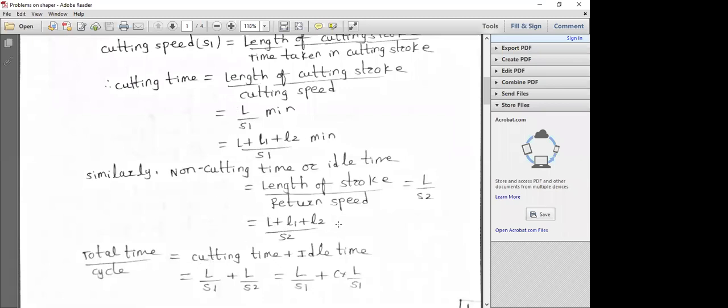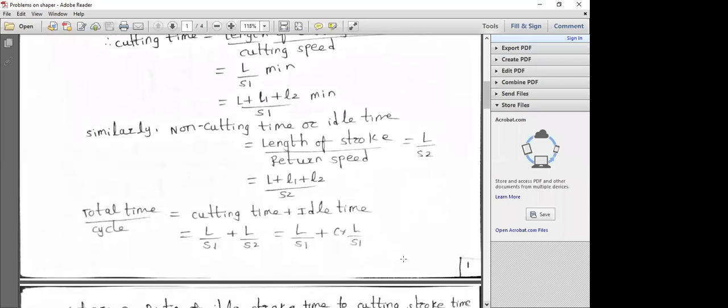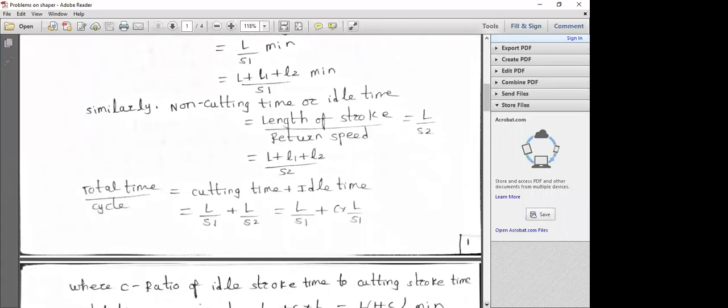So what is the non-cutting time or idle time? L by S2. So it is given by this, okay, but here he has added a constant. Why he has added, I'll try to tell you. L by S1, but L by S2 can be written in terms of C into L by S1. So what is that C? C is the ratio of idle stroke time.